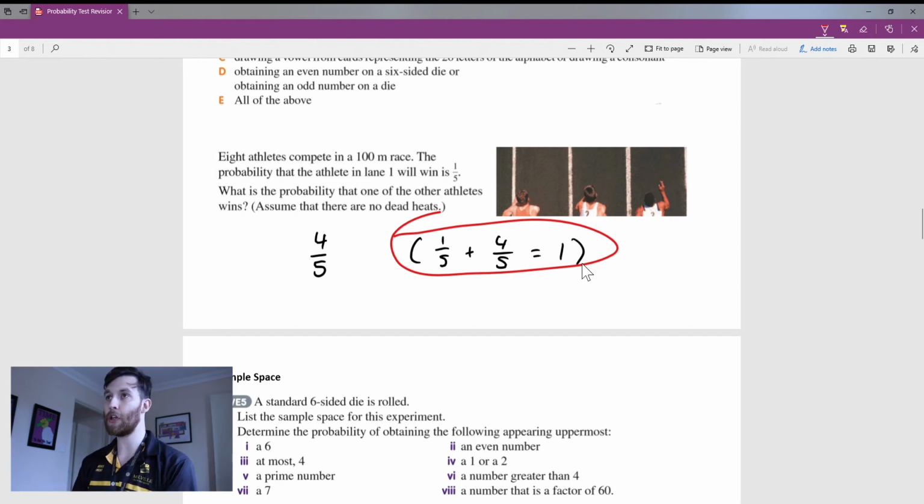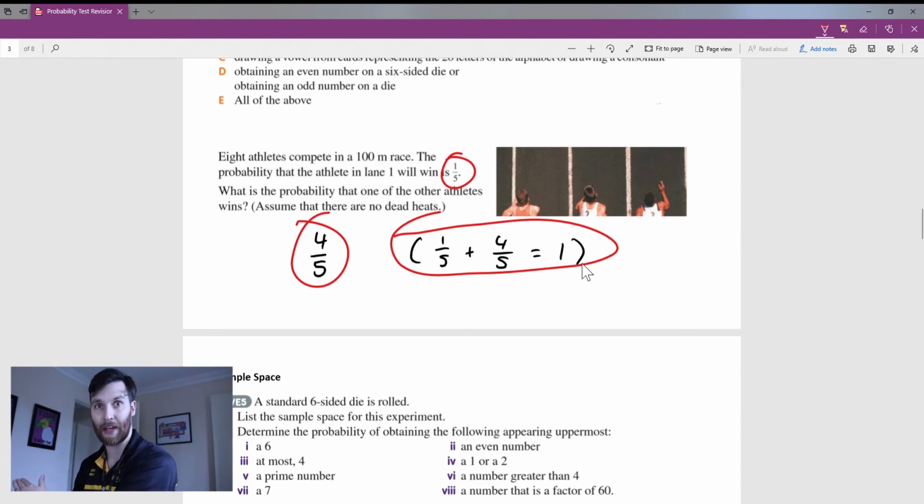So the reason that we know that, if we're given the probability that the athlete in lane 1 winning is 1 out of 5, we know that the probability of someone else winning is 4 out of 5. Because those two events together, someone's got to win out of all of them. So if it's not the person in lane 1, it's going to be one of the other athletes. That's why the probability of that is 4 out of 5, because that's what we'd need to add to 1/5 to make it equal to 1 whole.